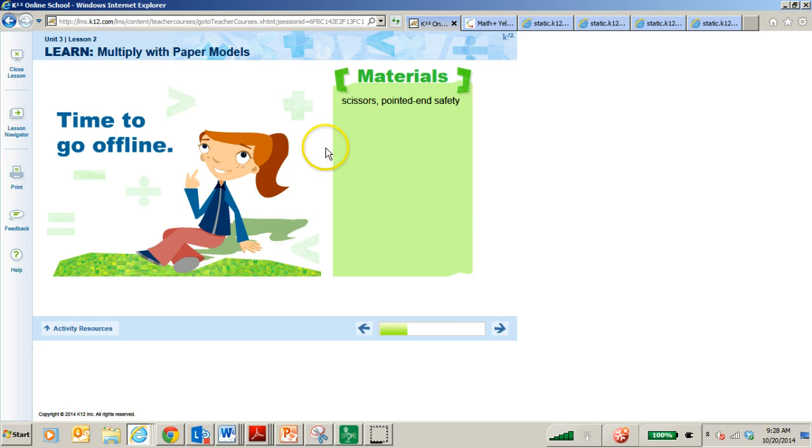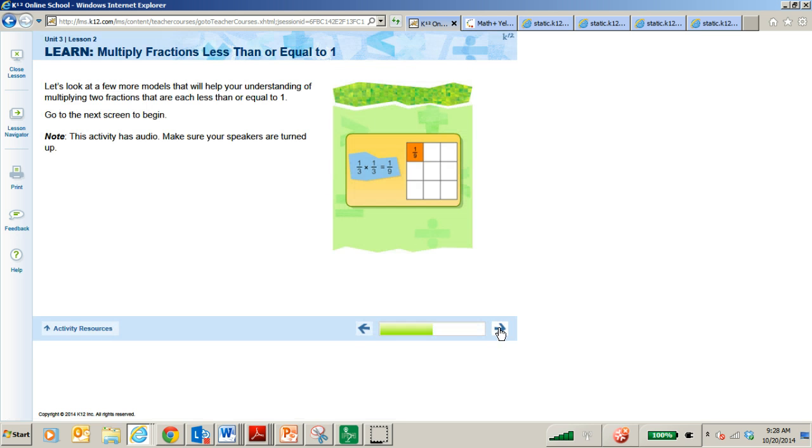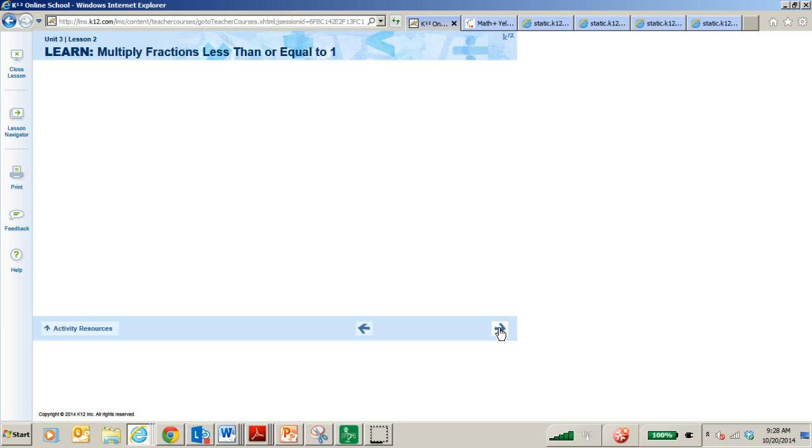Now, at some points, it does tell you to go offline and get some materials, and this is really important that you follow that learning coach guide and do these activities, because if we don't do these hands-on activities, the concepts can be very abstract. We definitely want kids to participate and model the math as they work out the problems. The numbers themselves can be rather abstract, but when they get to see it and touch it and feel it, they begin to understand what a fraction really means.